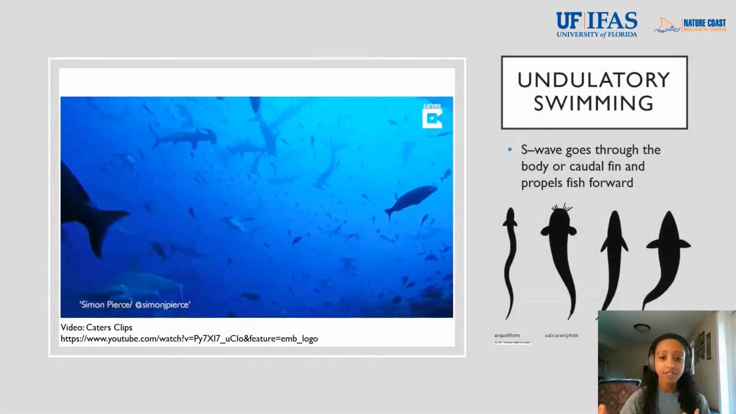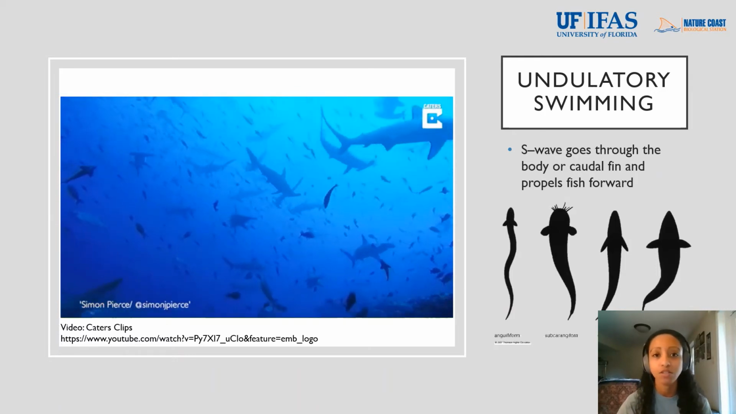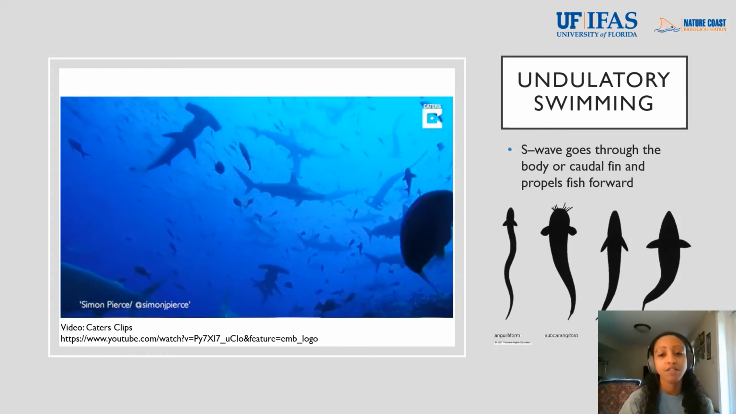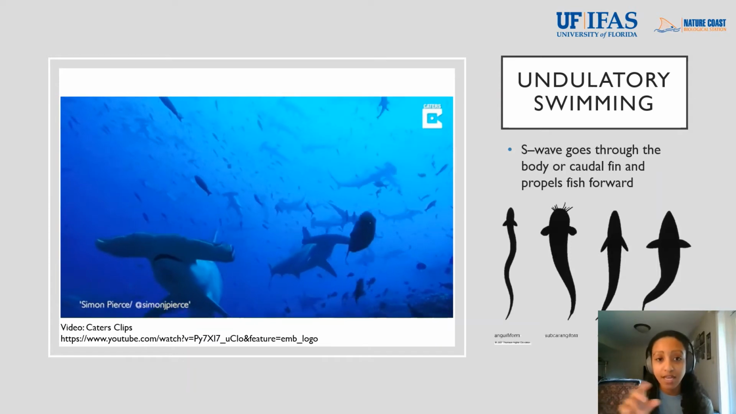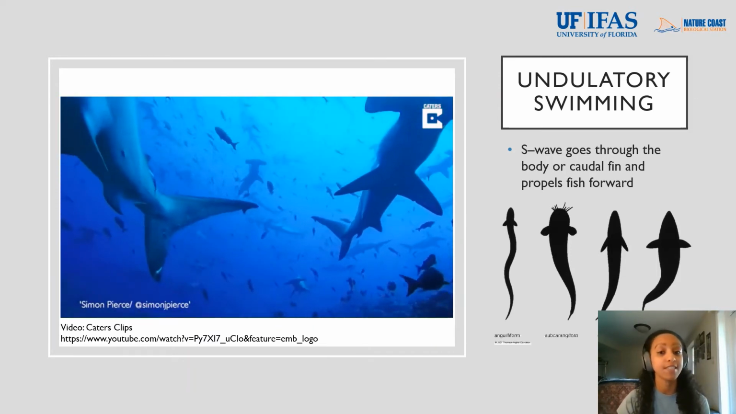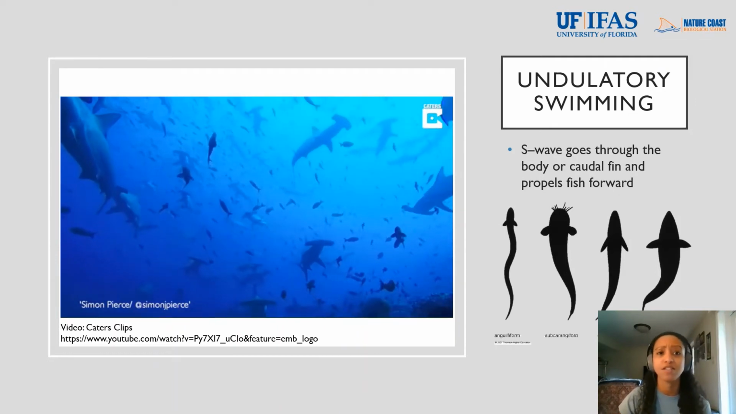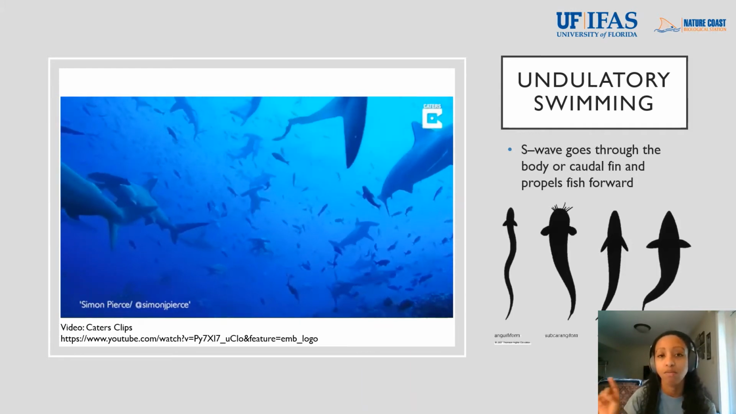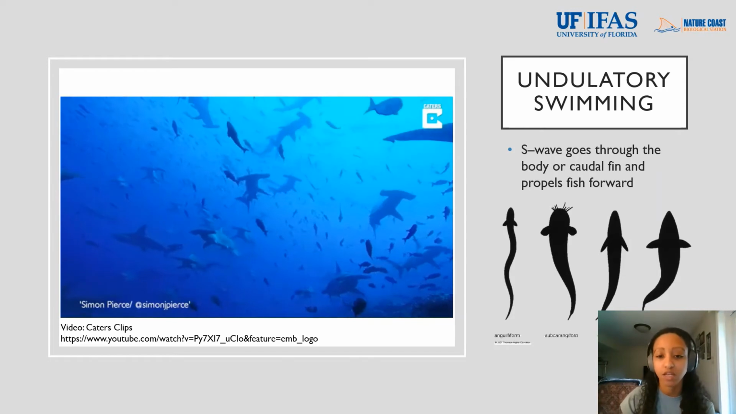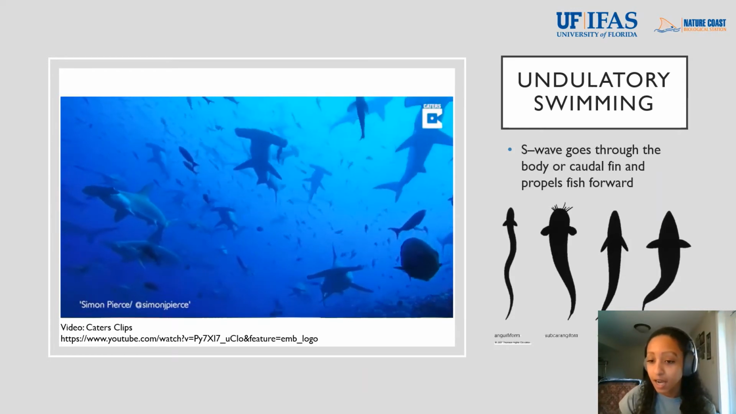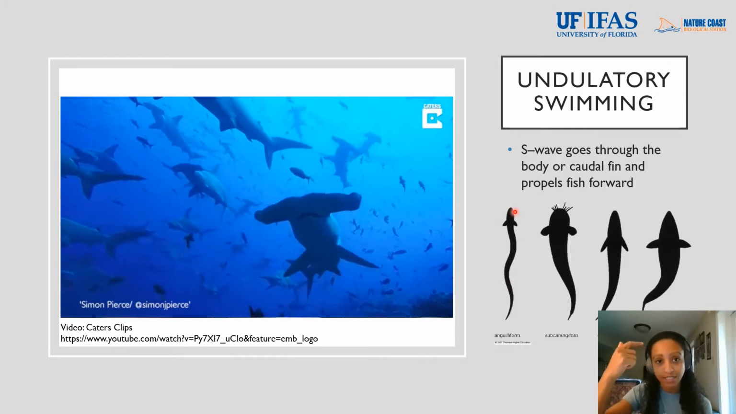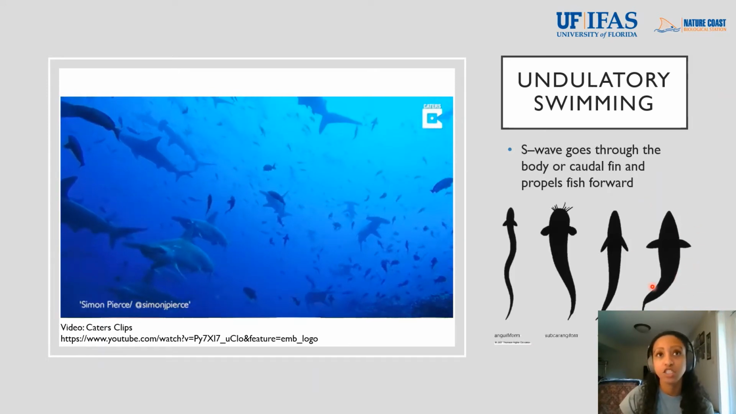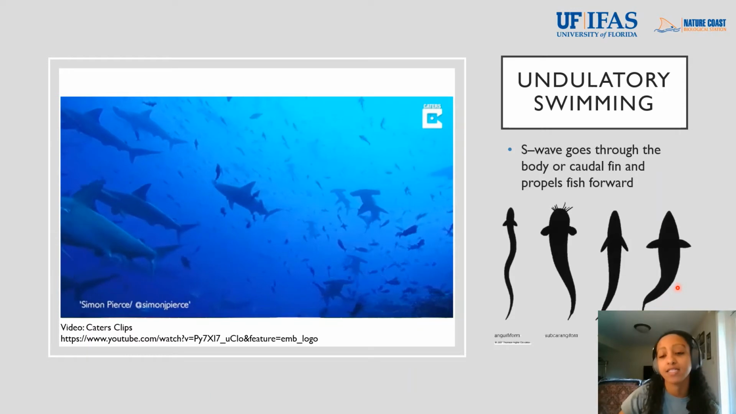So with their fins, fish have two main modes of swimming. The first is called undulatory swimming. Undulatory just means that they have a wave, an S wave, that goes through their body or their fins, and it propels them through the water. There are different types of undulatory swimming. We're not going to go over them, but they refer to how much of their body has the wave going through it. If you look at this picture of the eel on the left, it has an S wave that starts at its head and goes all the way down through the caudal fin, whereas a tuna just uses the last third of its body and its caudal fin.